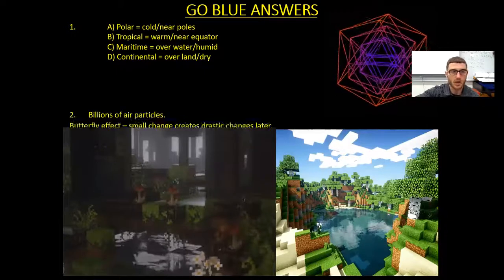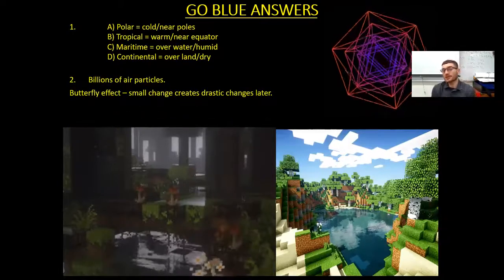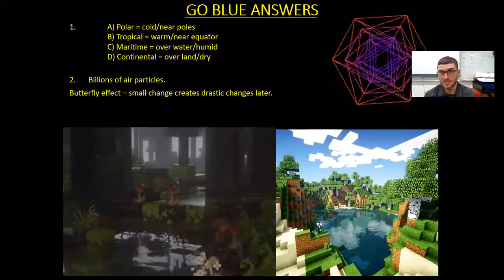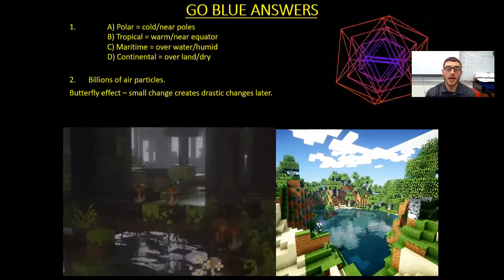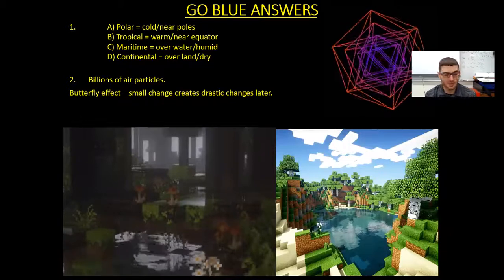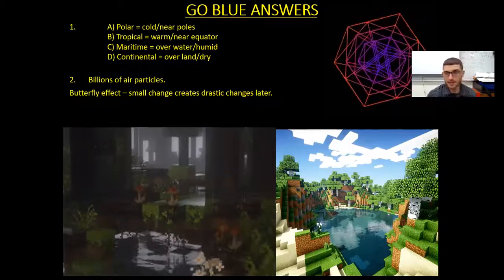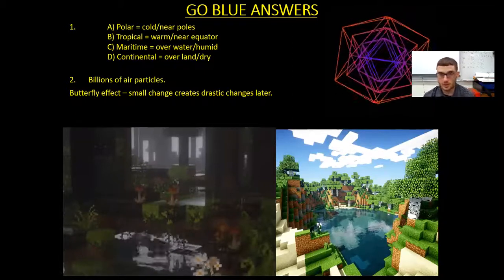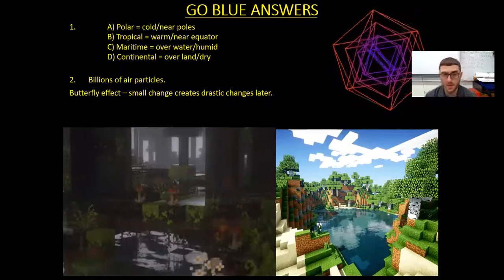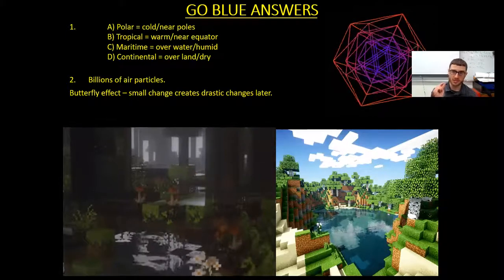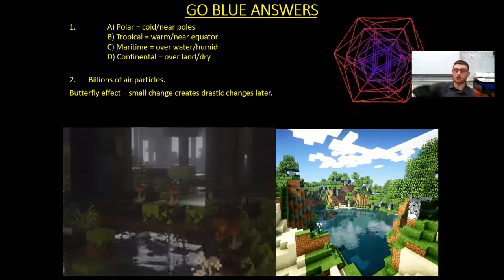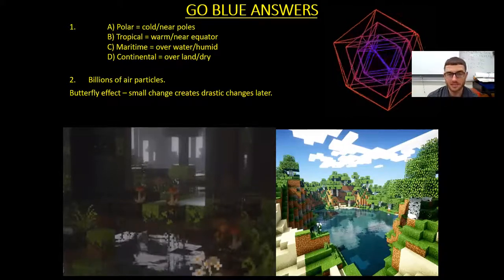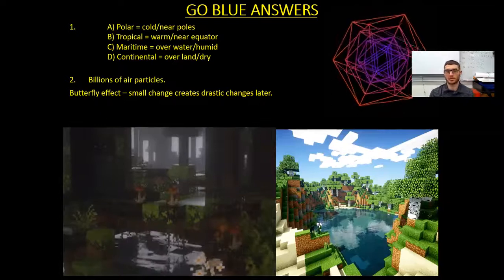Number 2, weather is so difficult to predict past a few days because there are billions of particles being affected by many, many factors. These factors include the wind, the humidity, the sunlight, the Earth's rotation. We call this the butterfly effect. Any small change in an air particle can cause drastic changes to its path and direction later on, making it very difficult to predict its changes.